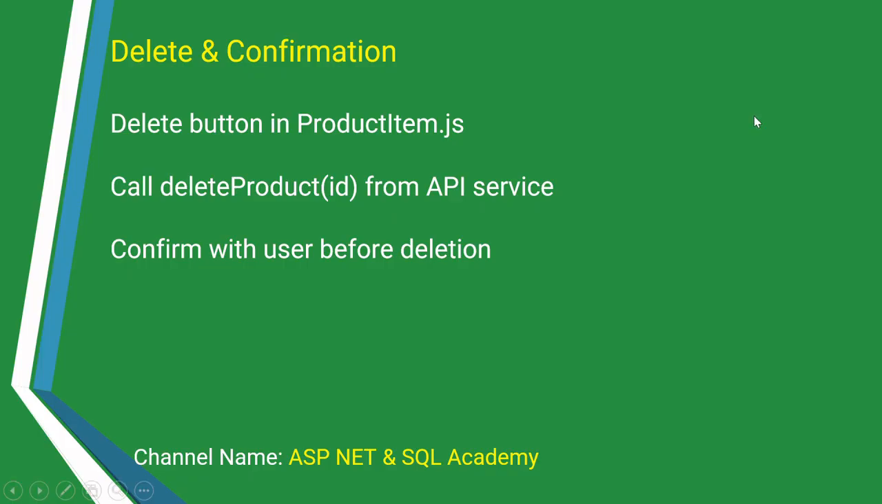Each product has a delete button. Before deletion, confirm with the user. Then call the backend API to remove the product and update the UI state.